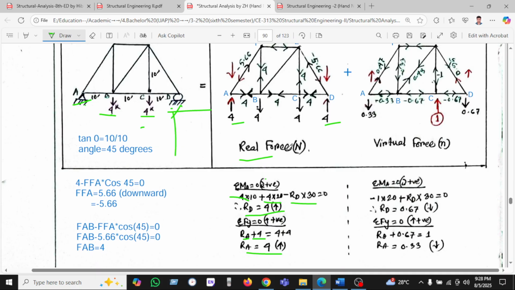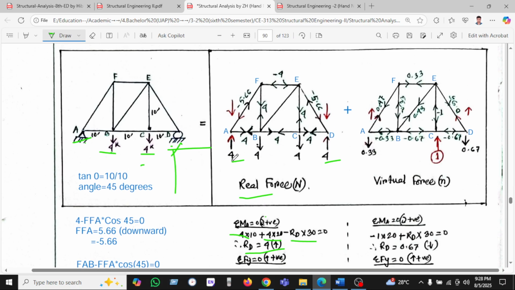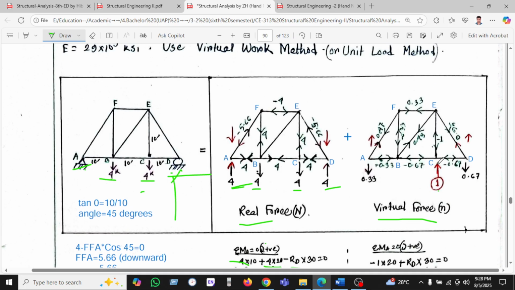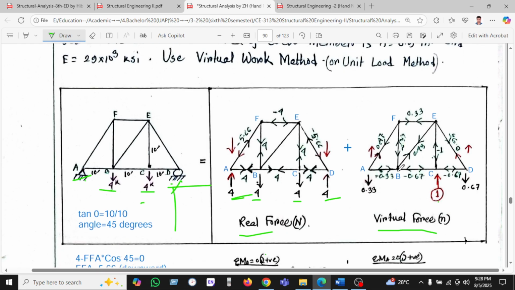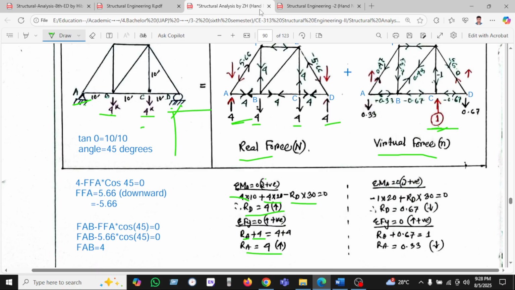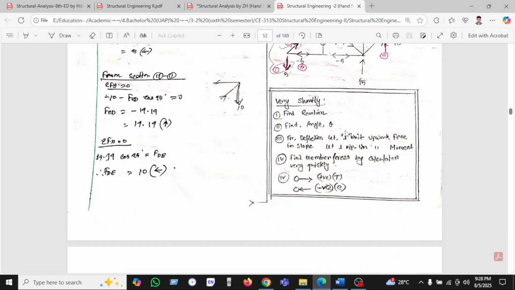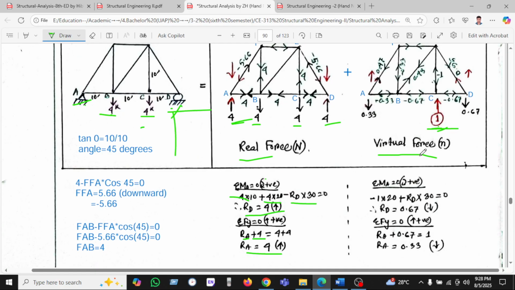So this is the real truss. What is the real force? Real force means this force, this 4 kip and this 4 kip will remain the same, plus the virtual force. What is the virtual force? Virtual force is one unit load, applied where we determine the vertical displacement at joint C, where we'll find the deflection. At that point we'll apply 1 unit load vertically. That's why we are applying the vertical load here.